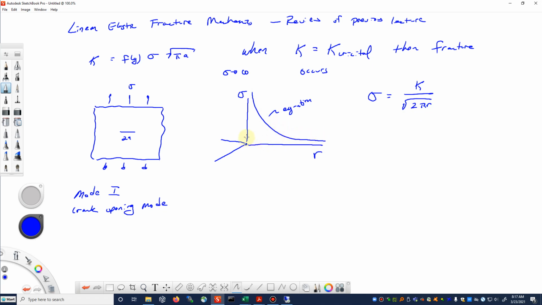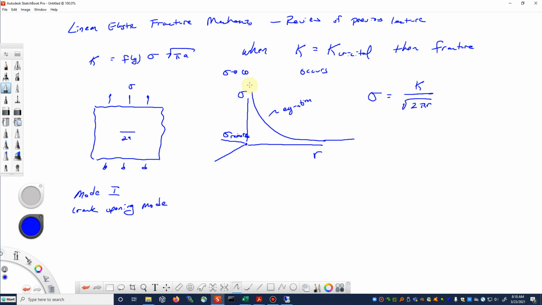And this flattens out to, in the far field case, the value of the remote stress, sigma. It's kind of small there, but this kind of flattens out at that level. So as we get near the crack tip, this really increases. Now, a material cannot sustain an infinite amount of stress. So one of two things will happen.